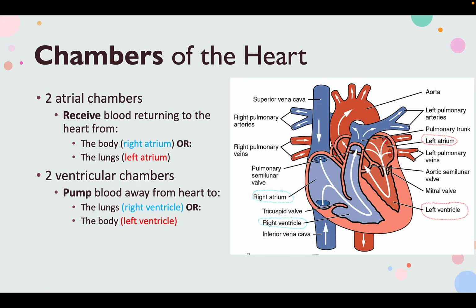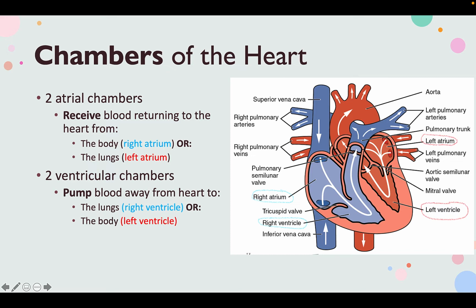So, chambers of the heart. We have two atrial chambers. They receive blood returning to the heart from the body, which is the right atrium, or the lungs in the left atrium. So we have blood coming in through the vena cava, so inferior vena cava, inferior to the heart, superior vena cava. So we have blood coming into the heart, into the right atrium.